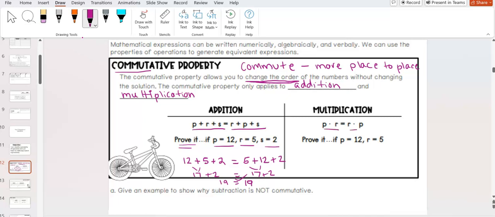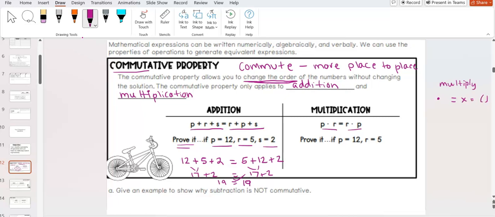Now in multiplication, we can prove it as well. P times R versus R times P. Remember, that dot is the same thing as a multiplication sign, right? These mean multiply. Okay? And also, if we have parentheses too, that also can mean multiply when you have like something, right? So here, A times B is the same as A times B. That's why we don't use the times symbol though, because it looks like an X, which is the same as A times B, which is the same as A times B. All of that is multiplication. Okay, back to proving here.